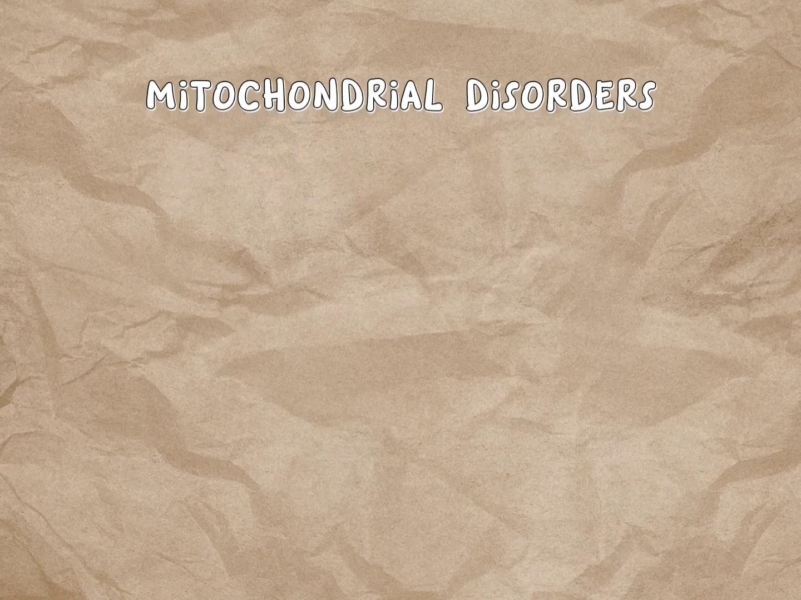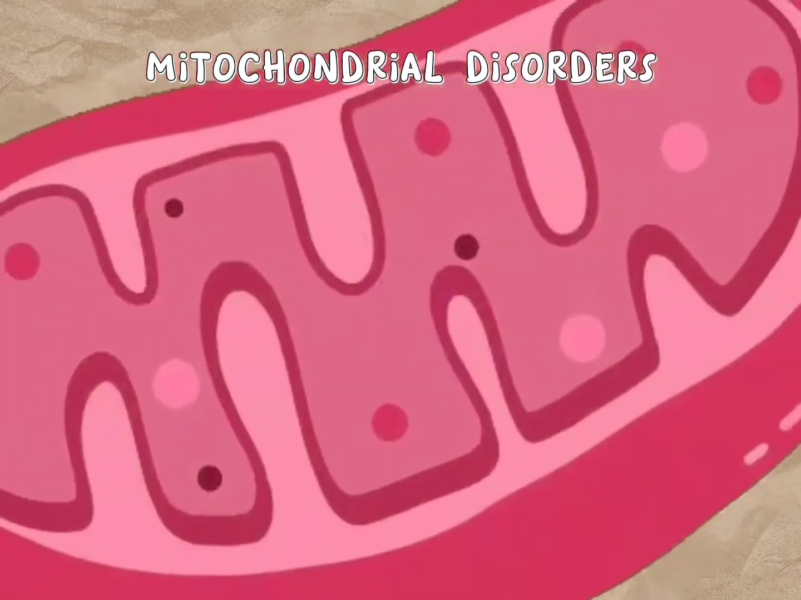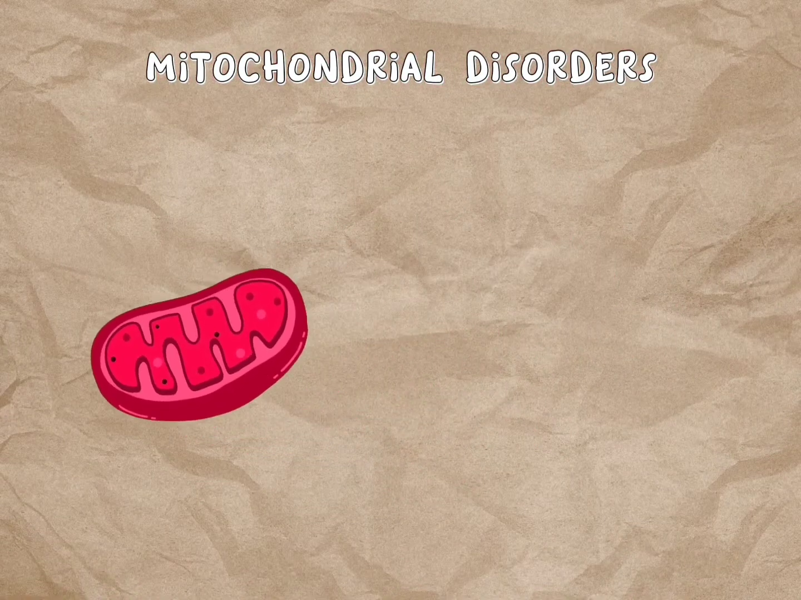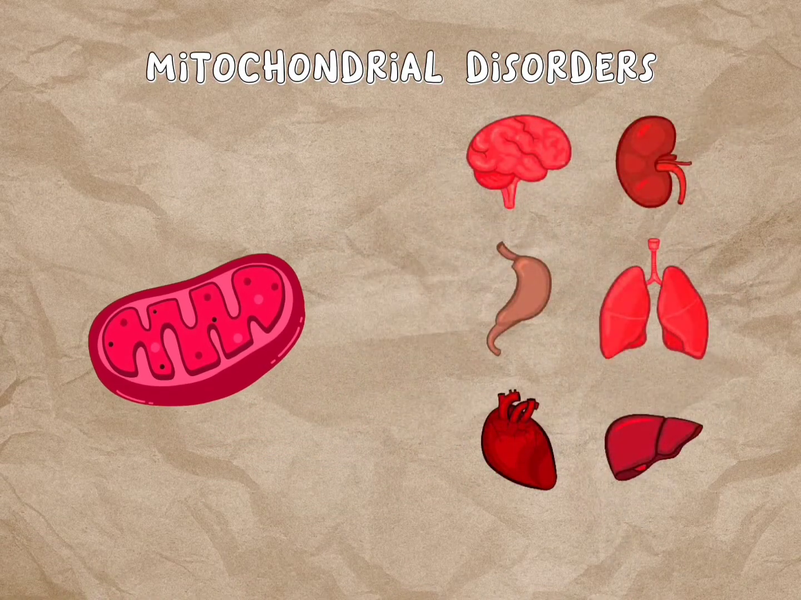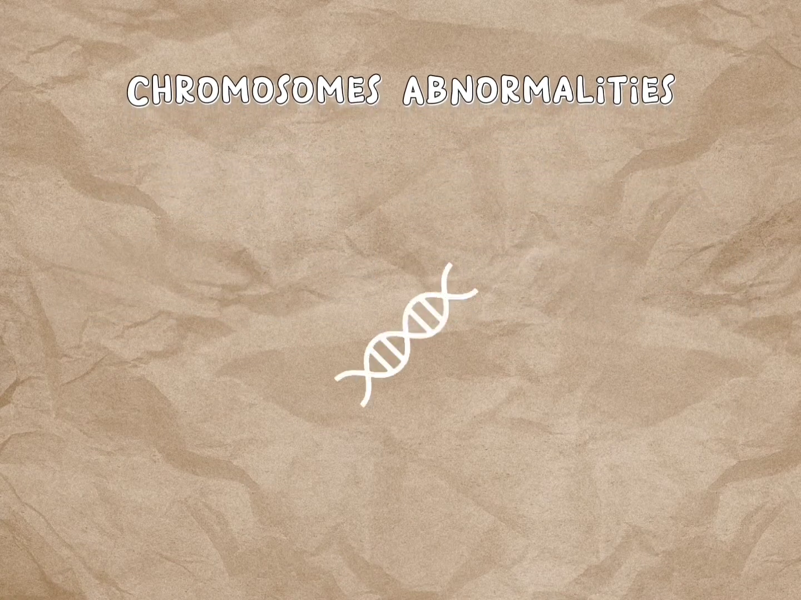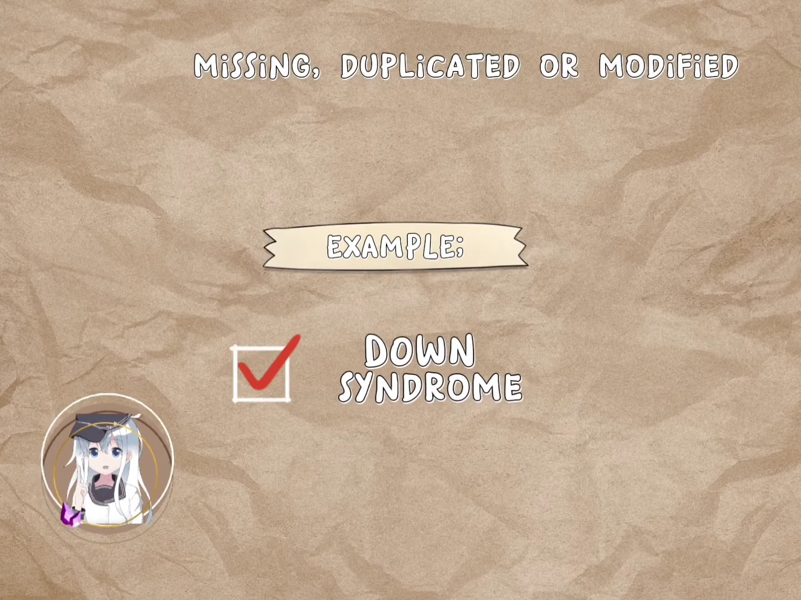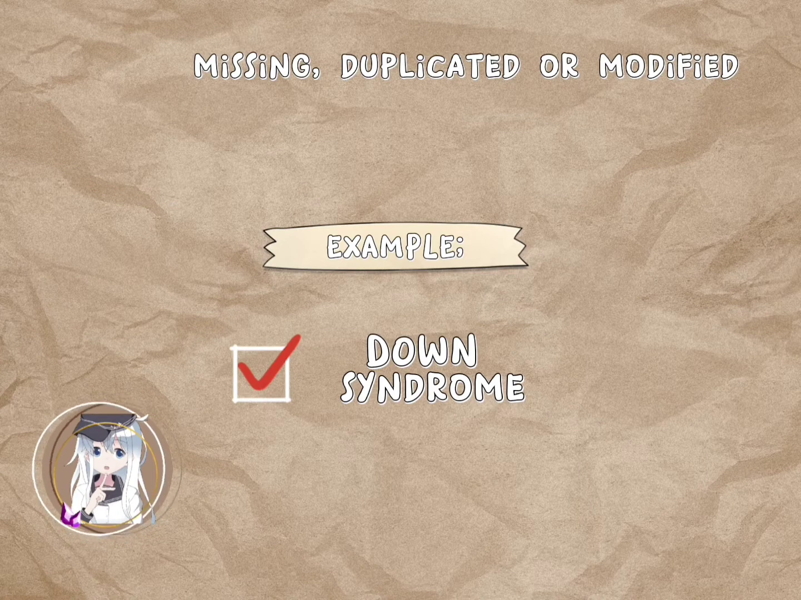The third one is the mitochondrial disorder, which is a mutation in the mitochondrial DNA that causes diseases that affect many of our organ systems. And lastly, the chromosome abnormalities. It is sometimes complete chromosomes or parts of a chromosome which are either missing, duplicated, or modified in some way. Examples include Down syndrome.